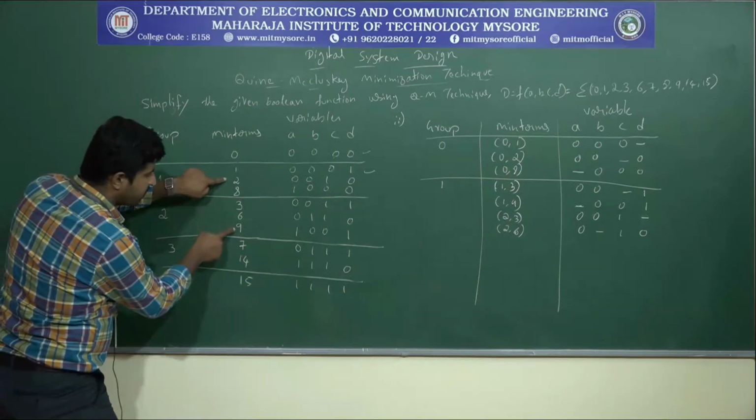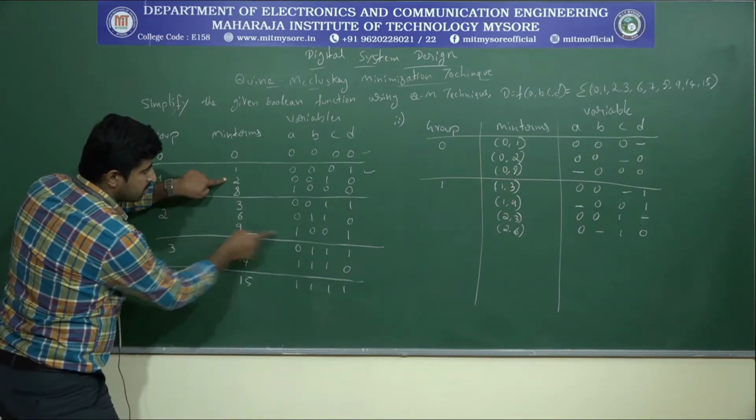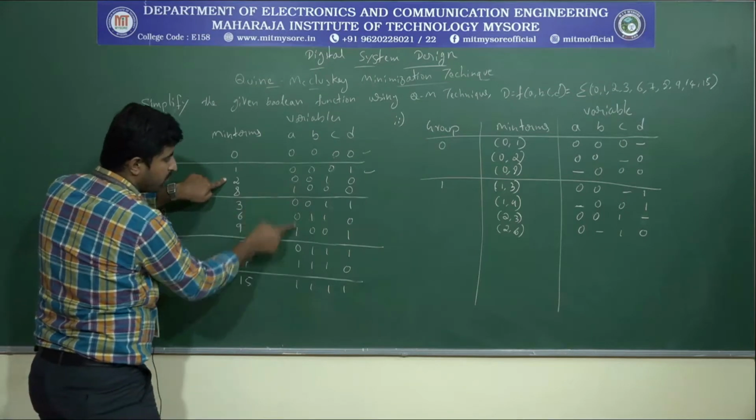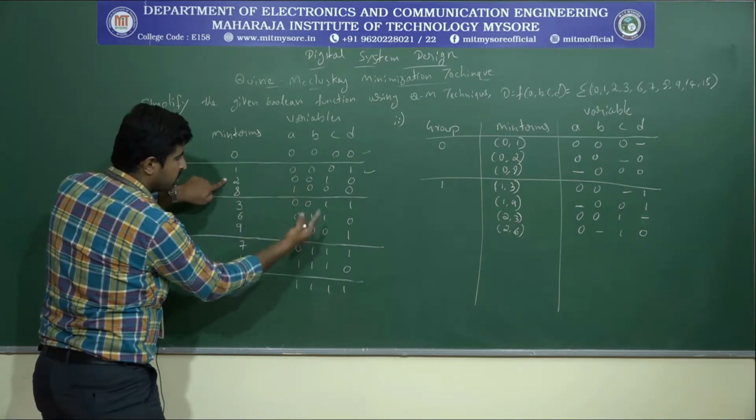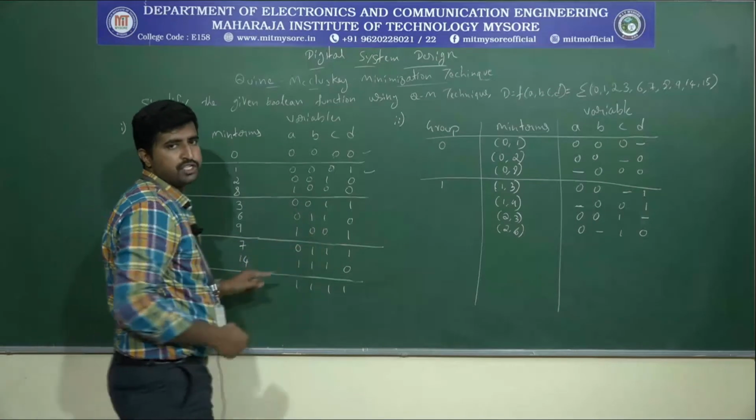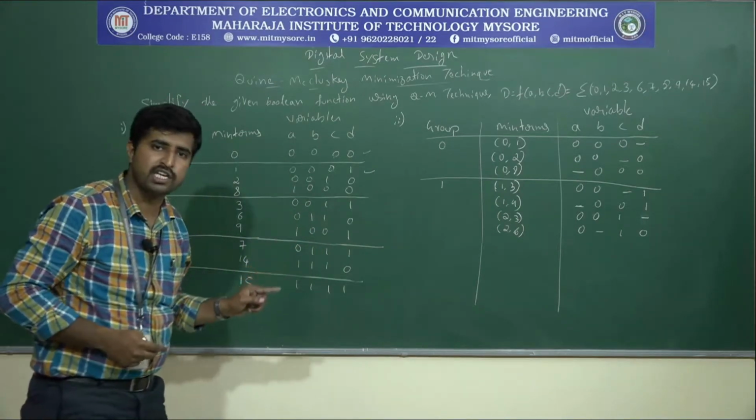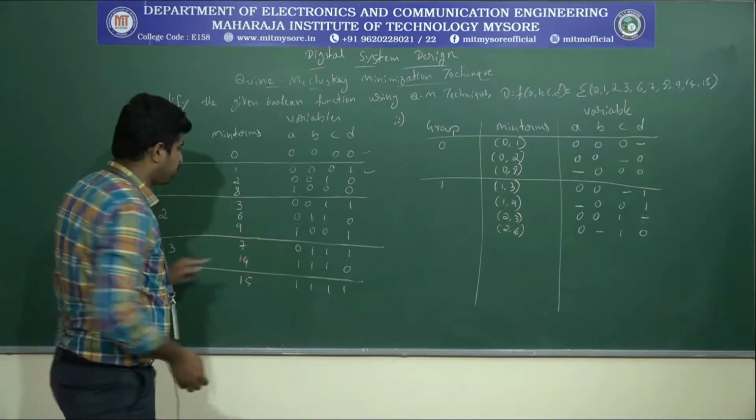Okay, next 2 with 9. So not able to group. 0 1 changes over, 0 0. Okay, 1 0, one more change. Two variables have been changed, so we are not able to group.